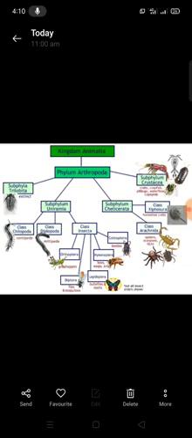Head bears a pair of antennae, and a pair of mandibles, and a pair of maxillae.